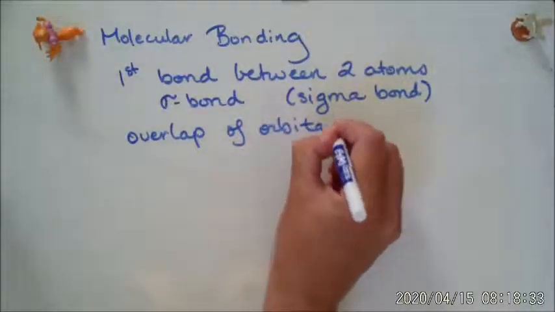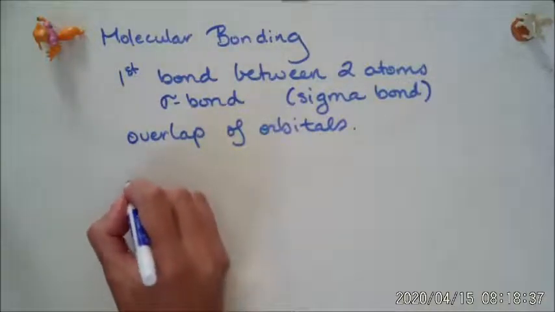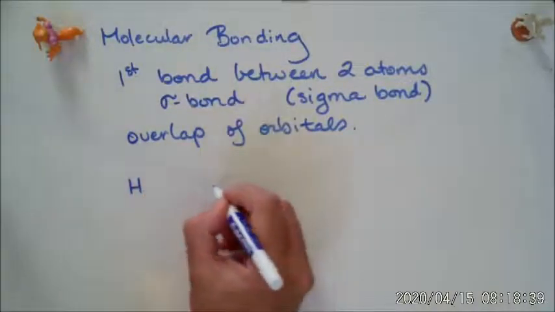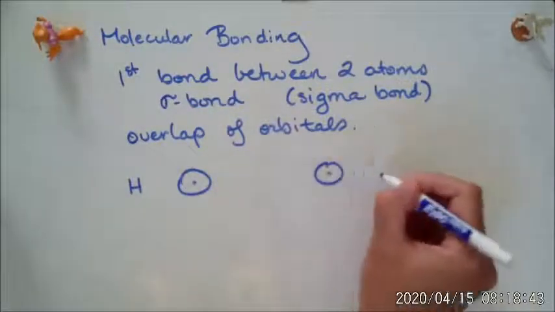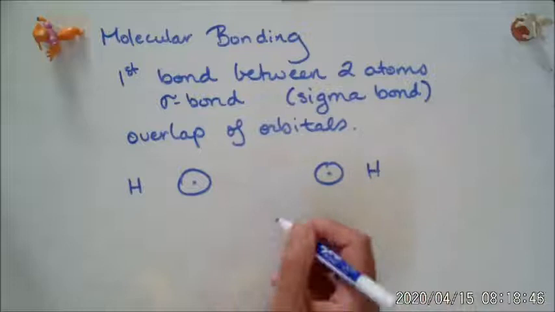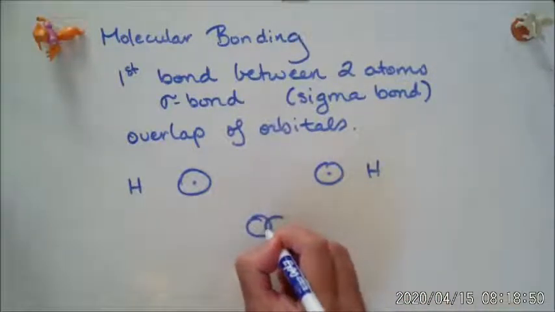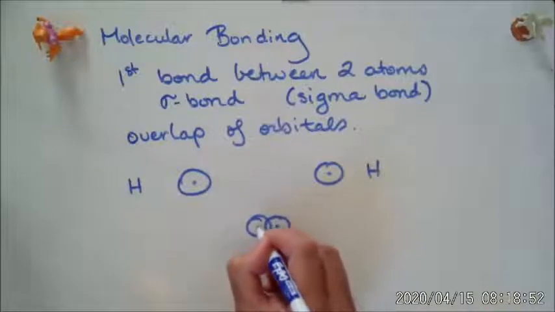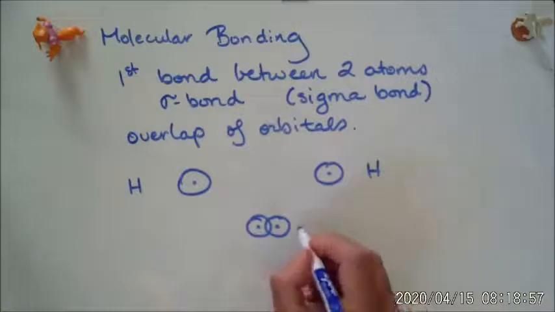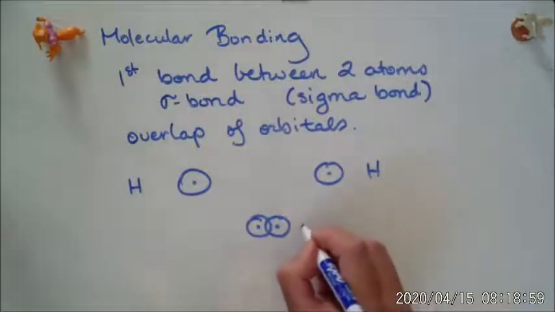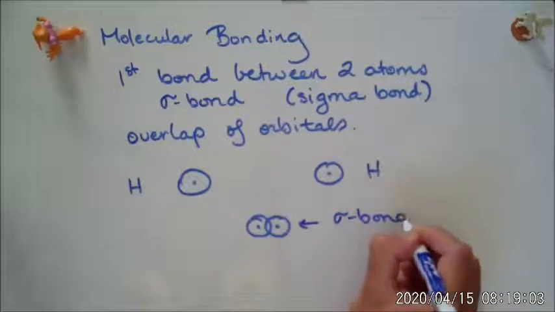Okay, so let me just show you hydrogen. Here's hydrogen. Here's hydrogen. As they move closer together, there gets to be a point where the two orbitals overlap. This is a sigma bond.